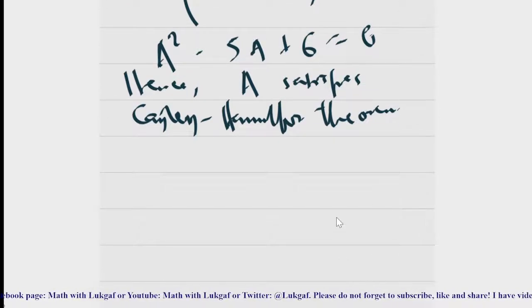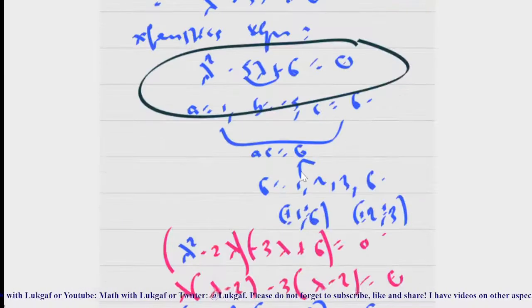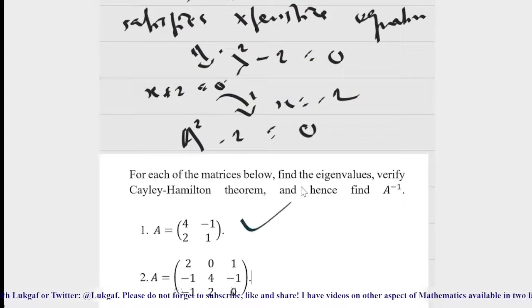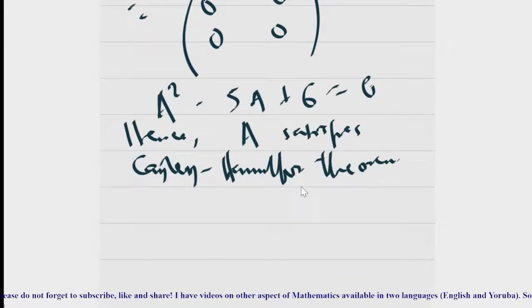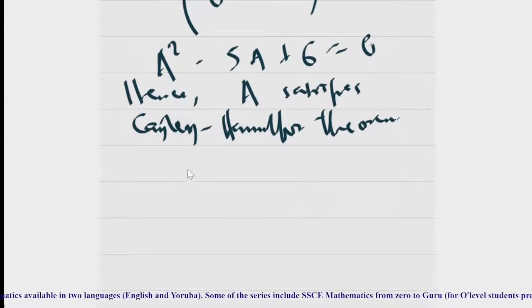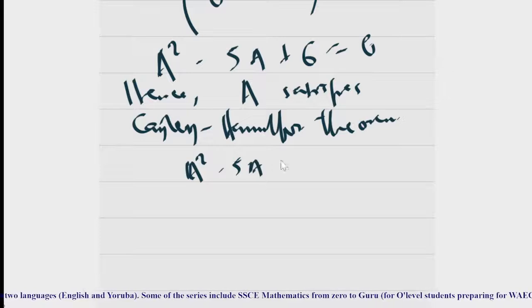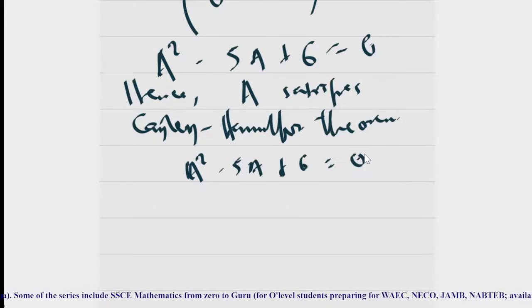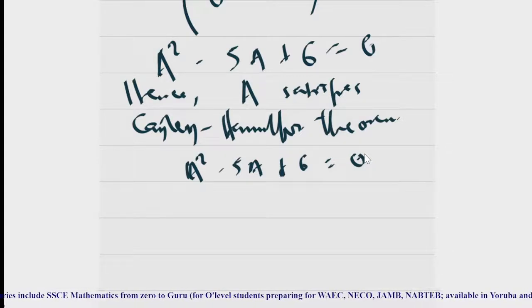And the third question says we should find what after doing that? The inverse of A. And how are you going to use the Cayley Hamilton theorem to find the inverse of A? You don't need to use your adjoint in this sense. You can use your Cayley Hamilton theorem together. It is very simple. How do you do that? Look up. So I have A squared minus 5A plus 6I, which is equal to 0.